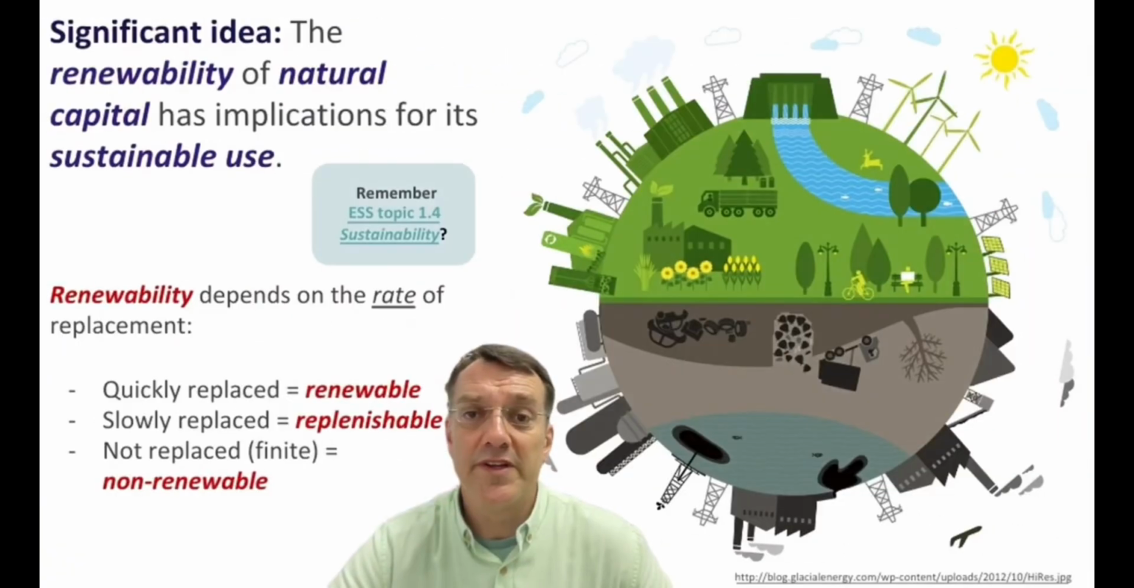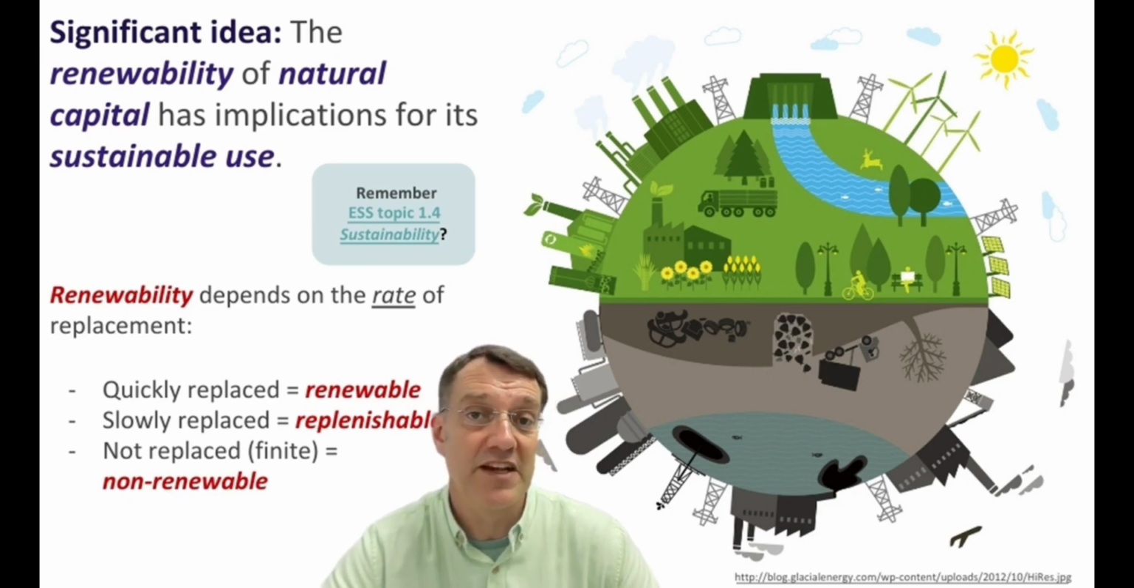Renewability depends on how quickly resources can be replaced in nature. Renewable resources can be generated or replaced as fast as we use them. Replenishable resources are replaced more slowly, but they can be replaced. Non-renewable resources are finite and cannot be replaced within human timescales. Remember from topic 1.4 that sustainability means using resources at a rate that allows for natural replacement.